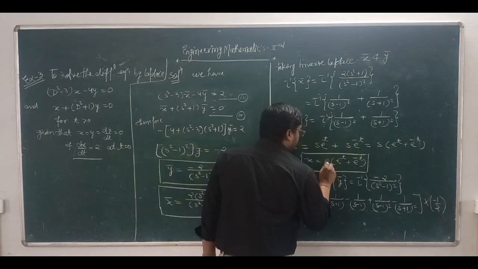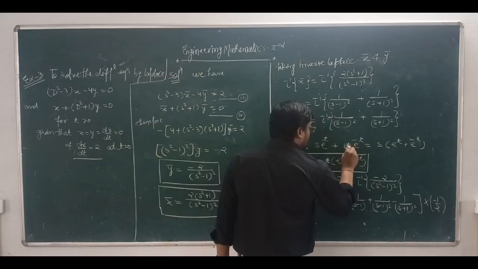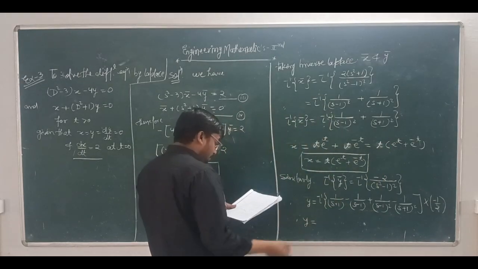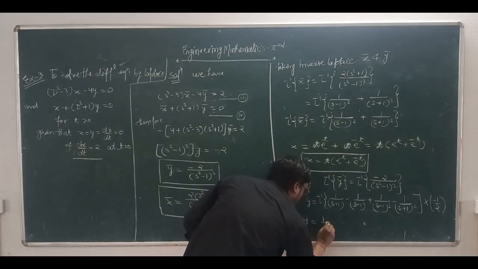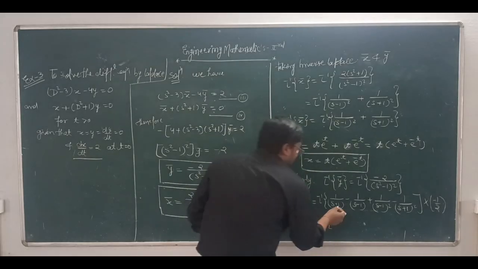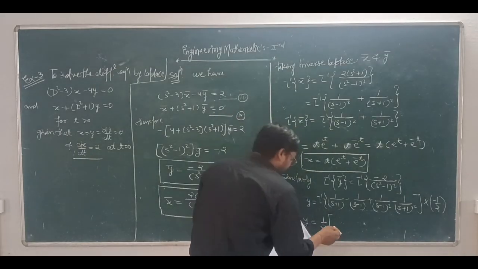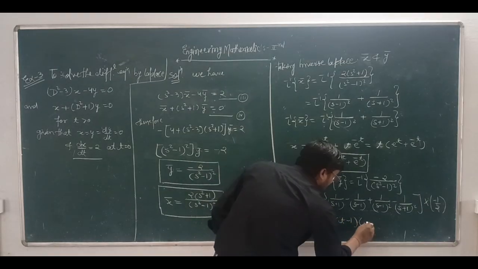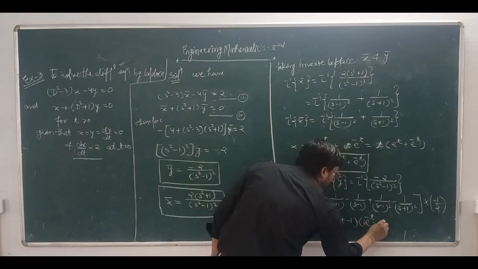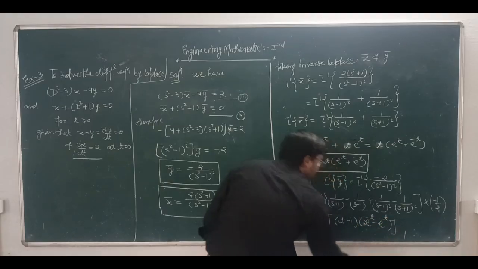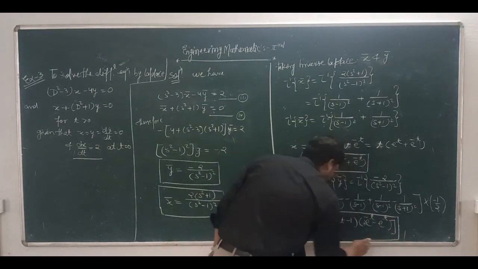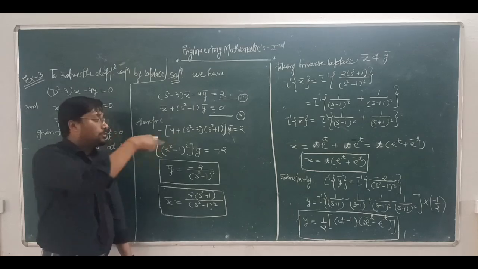Now you can solve this value. Find the value of y is equal to 1 by 2 bracket (e to the power t minus e to the power minus t) minus t e to the power t. You can note down this is the value of y. Now you can note down this numerical.